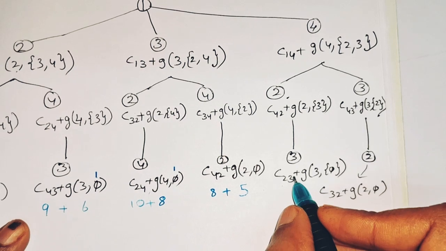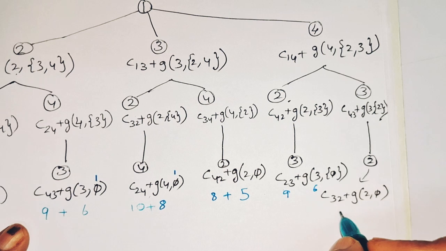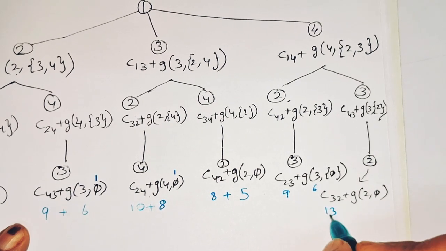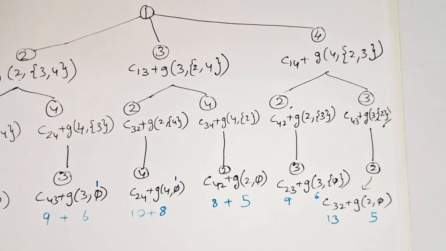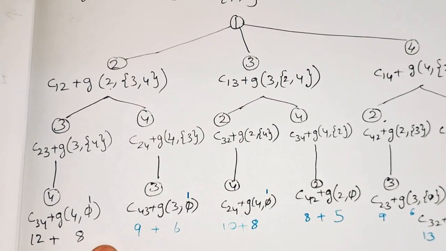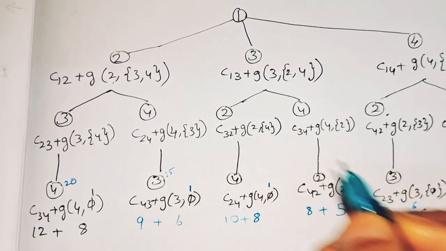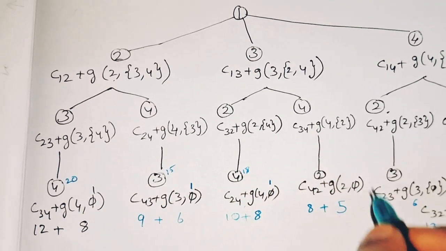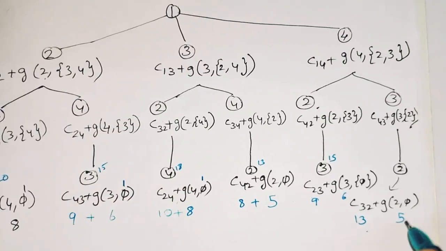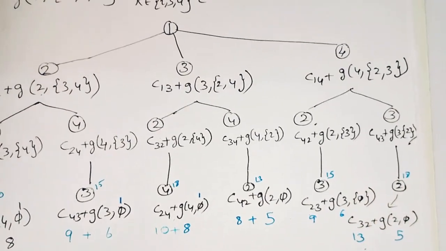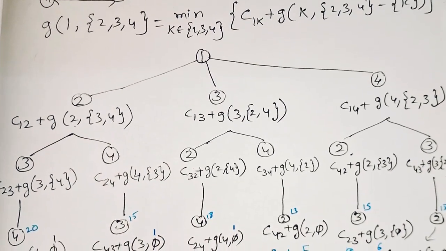Next C 2 3. What is the 2 3 value? 9, and 3 to 1 is 6. Here 3 2 is 13 and G of 2 to 1 is 5. So we have to perform the sum here. 12 plus 8 is 20, 9 plus 6 is 15, and 13 plus 5 is 18. Okay, next we will go to the next level.